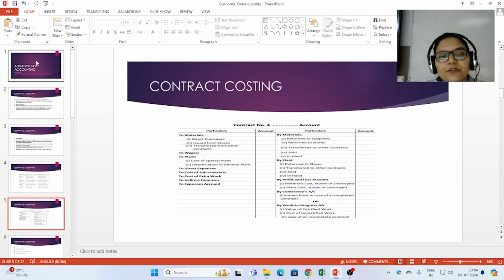Next is transfer from other contracts. When there are more than one contract simultaneously being continued, then some material not being used in any contract can be transferred to other contract.